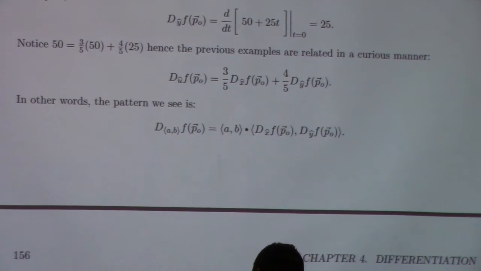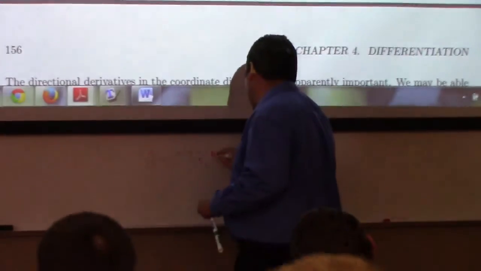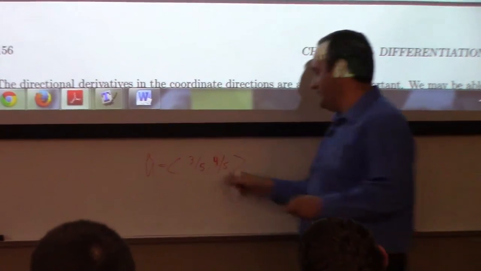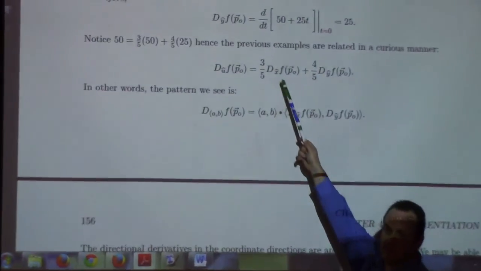3/4. Oh man, no, 3/5. I was really confused all of a sudden here. Yeah, 3/5, and then what was it? 4/5, right? Okay. That was u hat: 3/5, 4/5. So you notice what's going on here is you've got those same components here and here, right?